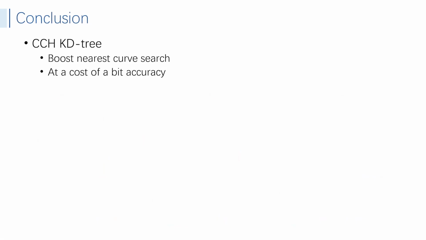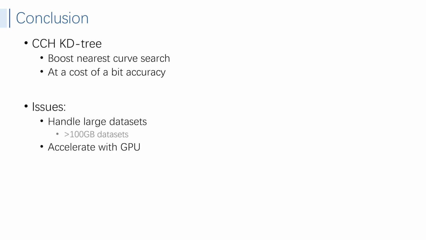Overall, our CCH KD-tree boosts nearest curve search at a cost of accuracy. Also, we validate its usage through 3 applications. However, this data structure is still limited for large datasets, like millions of different long curves. Accelerating with GPU is also a potential problem, as the tree structure is not friendly to GPU currently.